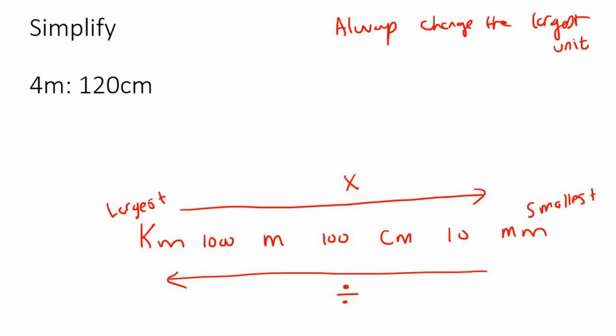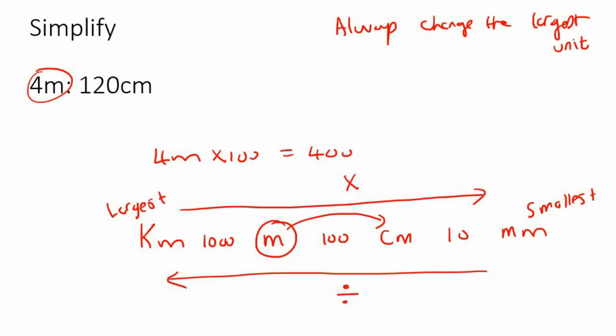Okay, so we're going to convert 4 meters, here's meters, to centimeters. So we're just going to go that way over there. So we're going to multiply, because when you go to the right, you multiply by 100. Okay, so we're going to say times by 100, and that'll be 400. So we actually have 400 centimeters and 120 centimeters. Now we can start the simplifying process. So now that these are actually the same, we can get rid of the centimeter.